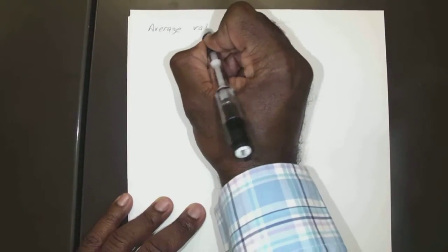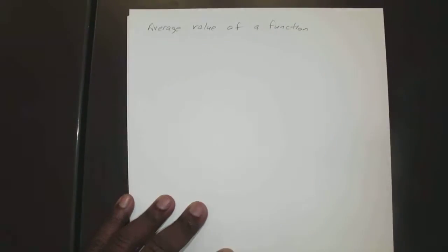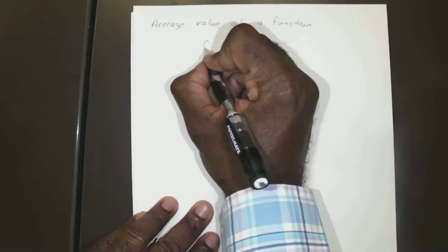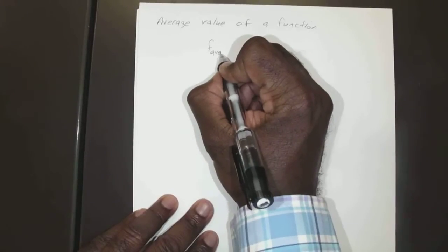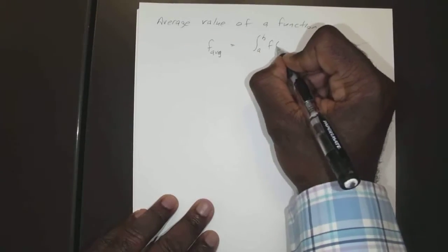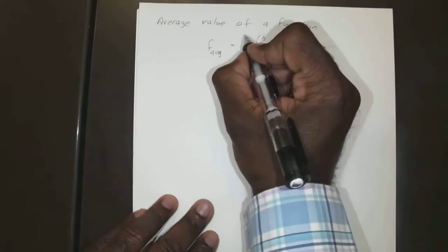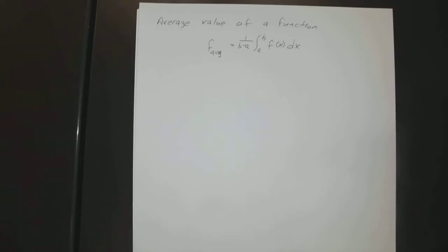So we have the average value of a function. The average value of a function is equal to the integral from a to b of f of x with respect to x, multiplied by 1 over b minus a. And I'll add the proof to the scanned notes. If you're interested in it, we'll skip over it for time's sake.